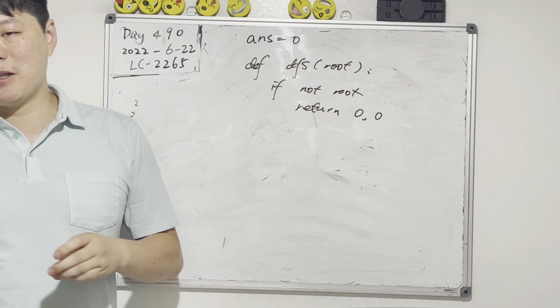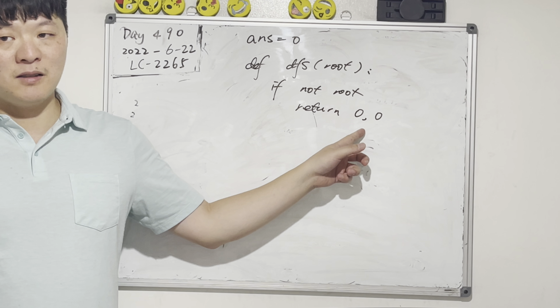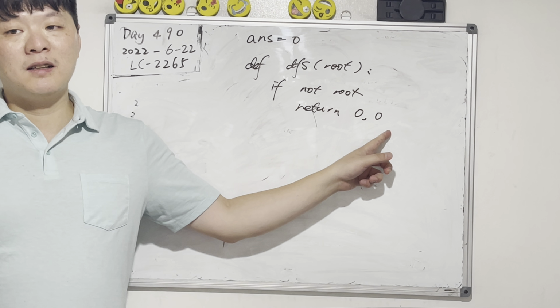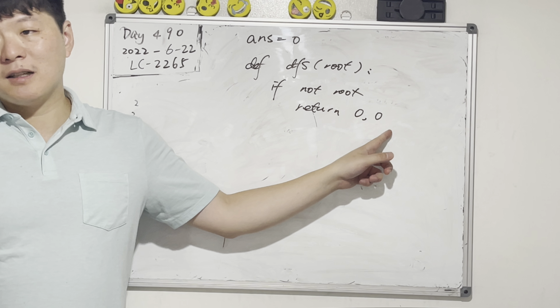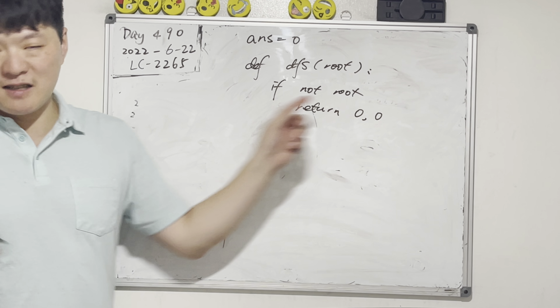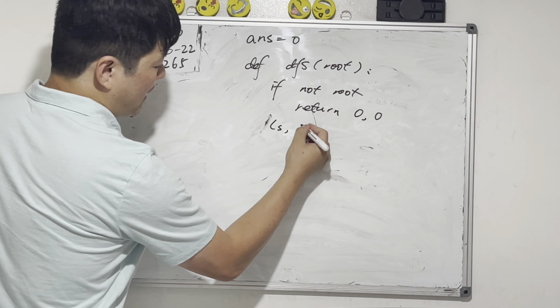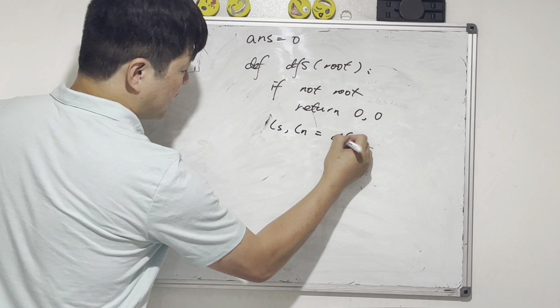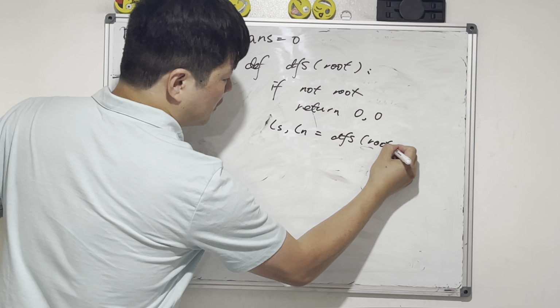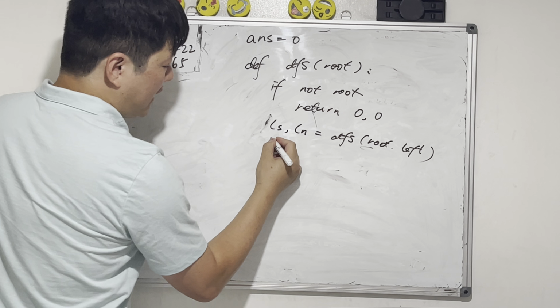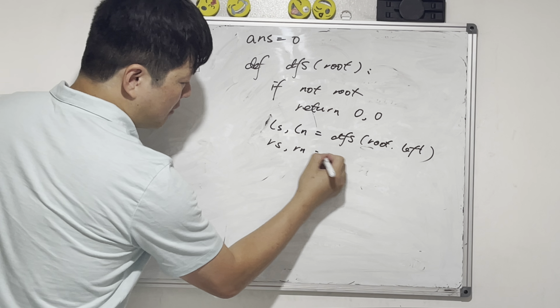0, 0. What does it mean? It means the sum, and the numbers of what? n. The number of nodes, yeah? Okay? 2 values. One for the sum, one for the number of nodes. Left sum and left node equals depth search, root dot left. Right? And then right sum, right n equals depth search.